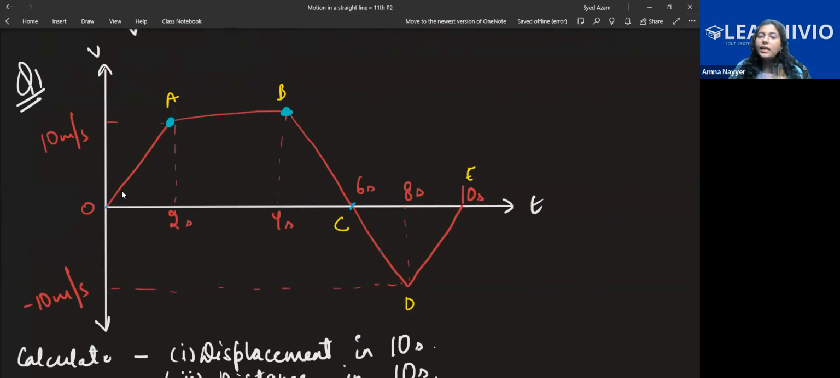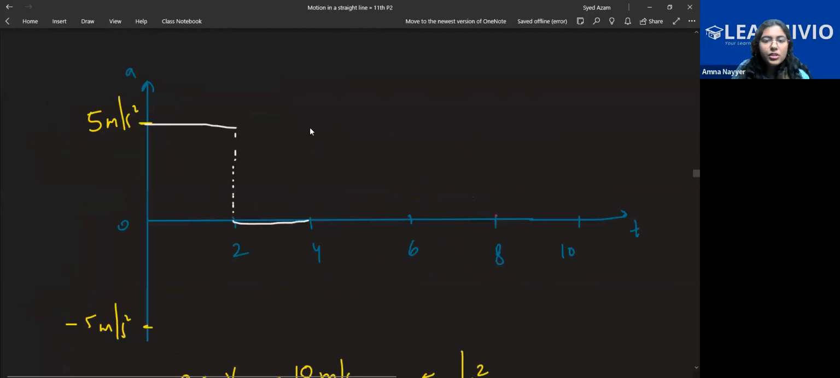Look at the O to A part. What was there? The constant slope was there. Here also you will get a constant slope only. What will be the value of your acceleration here? Again, it will be 10 divided by 2. But keep it in your mind that this is deceleration. So we are again getting a value which is 5 meter per second square.